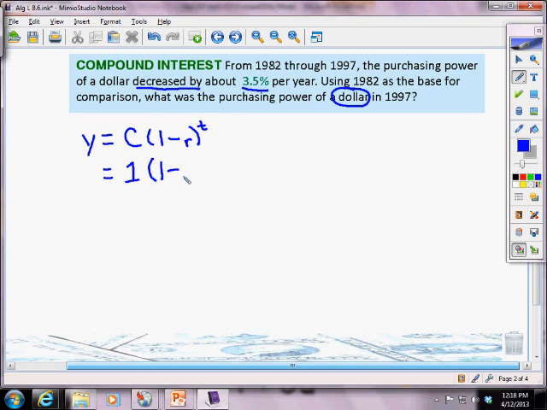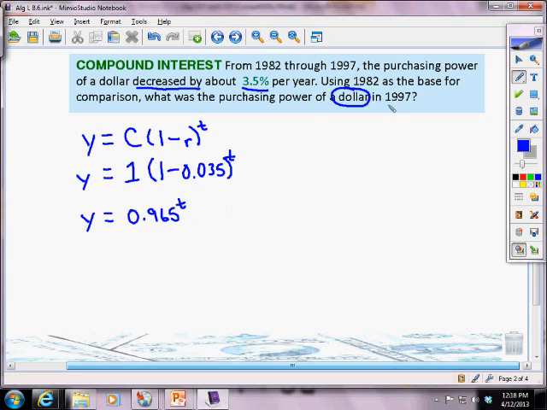3.5%, remember, is the same thing as 0.035. And then we're going to raise that to, well, let's just keep it as a t right now. If we simplify this problem, if we go 1 minus 0.035, that becomes 0.965 raised to the t. Now, remember we were supposed to multiply that by 1, but that 1 isn't going to change anything. So this is our model we can use to figure out the value of our dollar after so many years.